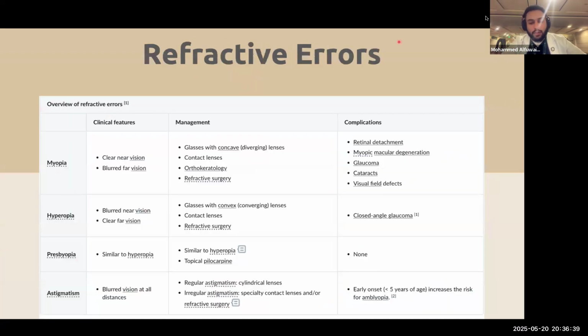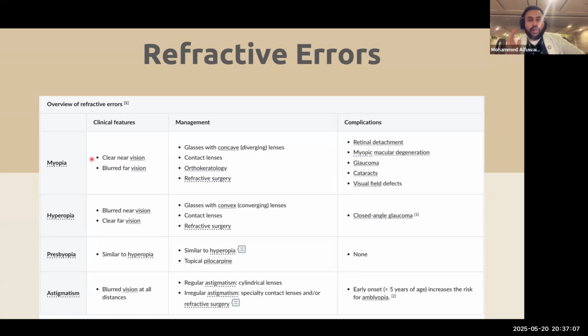Now, what are the refractive errors? This will come in multiple forms. Physiology will love to ask about this. So how will they ask you this? You have someone, for example, who has a clear near vision, but when you ask them to look far, it's blurry. What condition is this? What refractive error is this? They can see clearly near. Myopia.